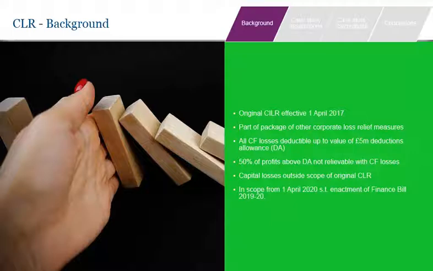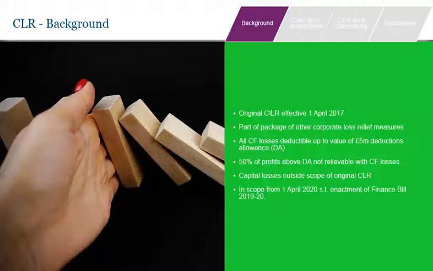Generally speaking, all standalone companies and groups are given a deductions allowance of £5 million, and all carried-forward losses are deductible in later periods up to the value of that deductions allowance. But for profits above the £5 million allowance, only 50% of those profits may be relieved by carried forward losses. And this, in a nutshell, is the essence of the CILR.